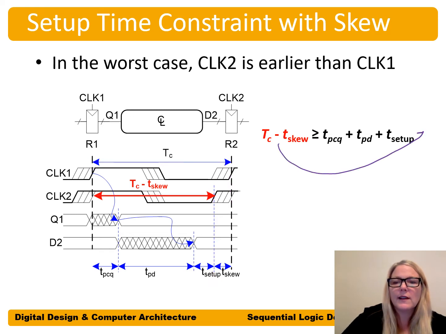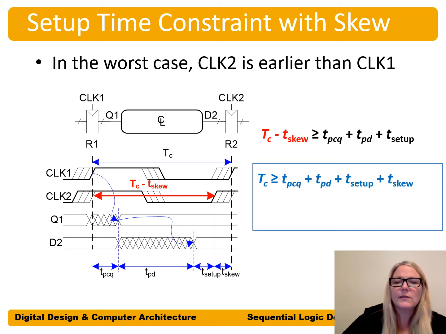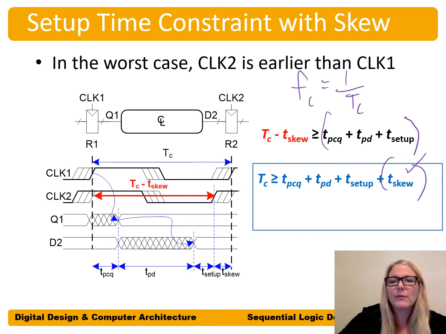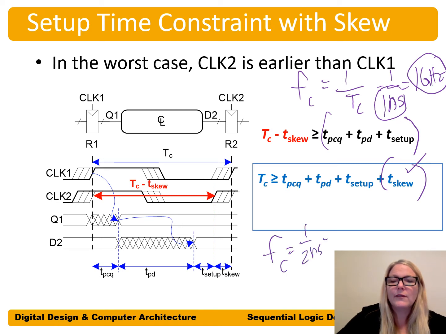And we can bring skew over to the other side, and we get Tc is greater than or equal to TP-CQ plus TPD plus T setup plus T-skew. We basically increased our cycle time by that skew amount. And remember that the frequency of the clock is equal to 1 over the cycle time. So for example, if we have a cycle time of 1 nanosecond, 1 over 1 nanosecond equals 1 gigahertz. As we increase the cycle time, the frequency goes down. So if instead of 1 nanosecond, we had 2 nanosecond cycle time, we now have a 500 megahertz signal instead of a 1 gigahertz signal. So our clock cannot run as fast.